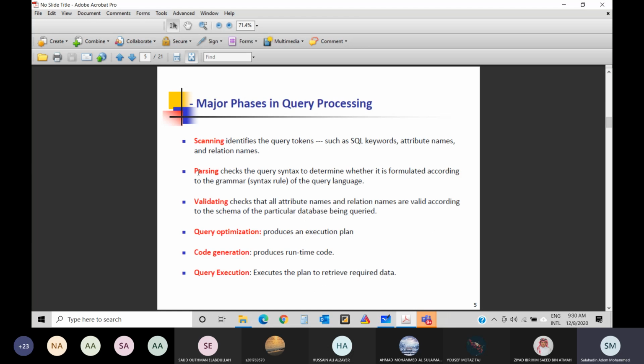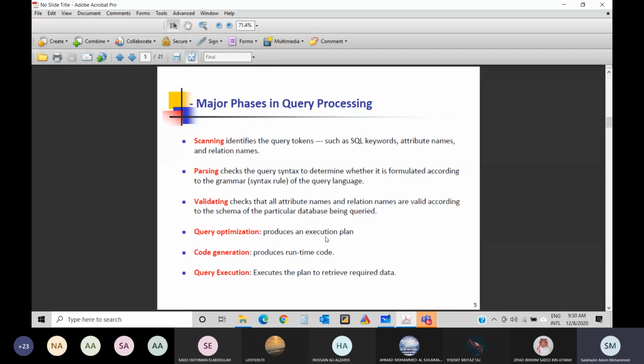It identifies the query tokens. What does the parser do? It checks the query syntax. What does validation do? It checks that all the attribute names and relation names are valid. Also, I forgot about this one, it also checks your privileges. So this is what the validator will do.